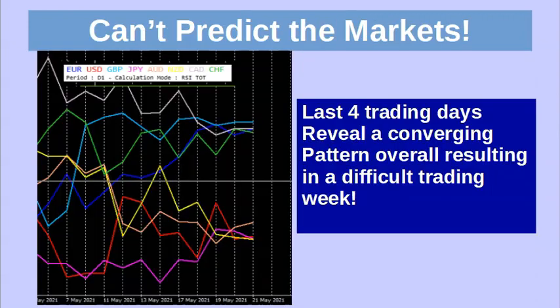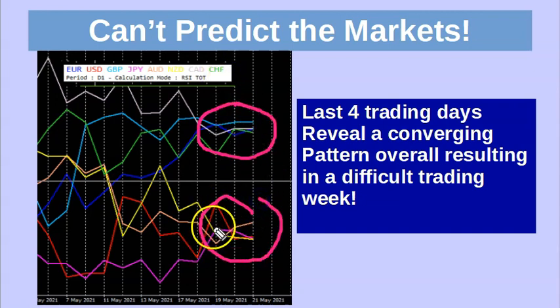Let's take a look at one more thing. And here it is, guys. The last 4 trading days reveal a converging pattern overall, resulting in a difficult trading week. So take a look at this. See how all the lines, all the different individual currencies converge together? And go back to 1, 2, 3 days. It started about 3 days ago. Look at that. So there is the euro, there is the Canadian dollar, and there is the Swiss franc in green. And then take a look right here. Look, they're spread apart, and then they all converged again together.